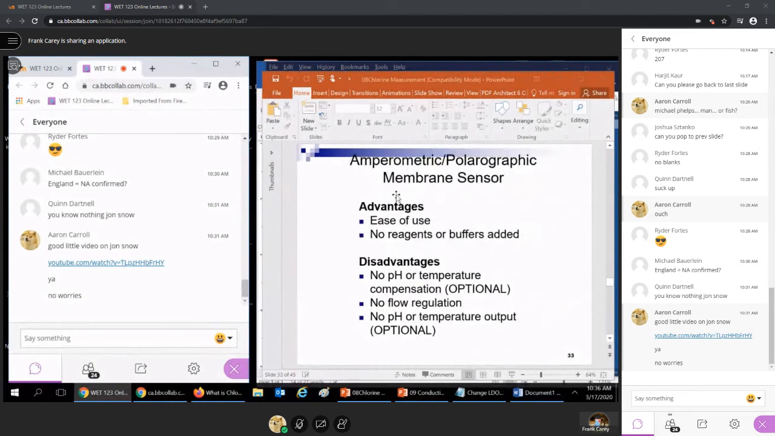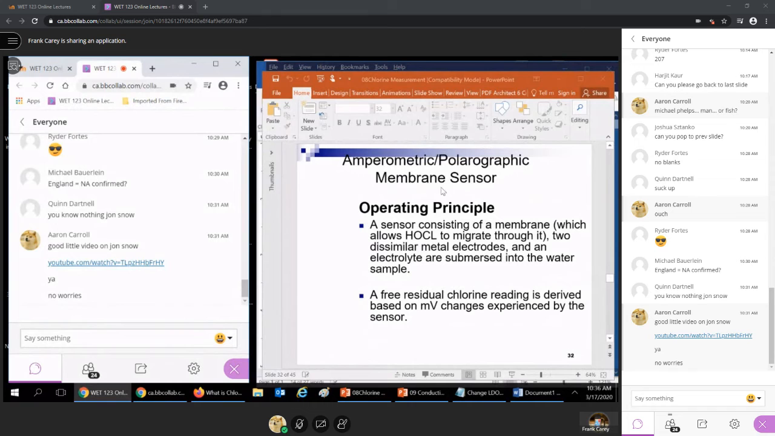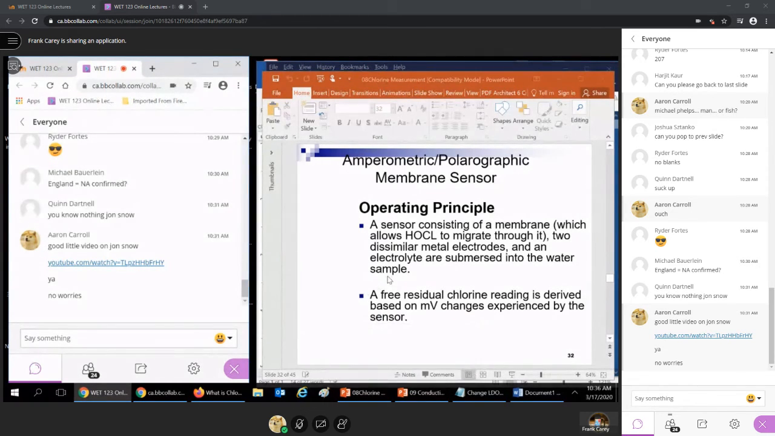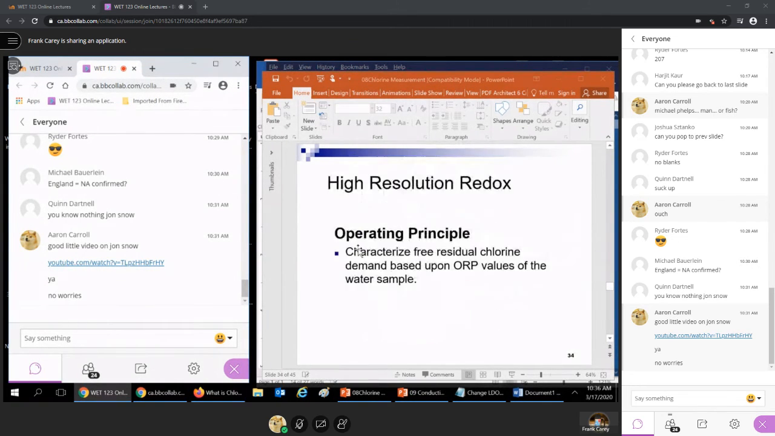But the polarographic membrane sensor uses the same principle as from the previous lecture for DO. So the polarographic is not as user-friendly as the galvanic sensors. They do require a voltage, do require more maintenance, do require more calibration. So basically the same problems as the galvanic.